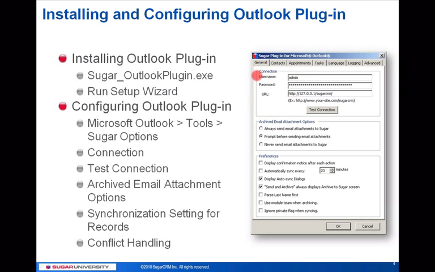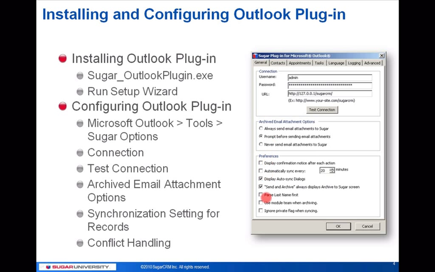Okay. Also, a couple other things that you can do after that connection is complete on this Sugar Options page is you can decide whether you want your archive email attachments to always be sent to Sugar, or if you want to be prompted, or if you never want those email attachments sent to Sugar. So you can make that decision if a client sends you an attachment, if you automatically want that to be archived when you archive your email.